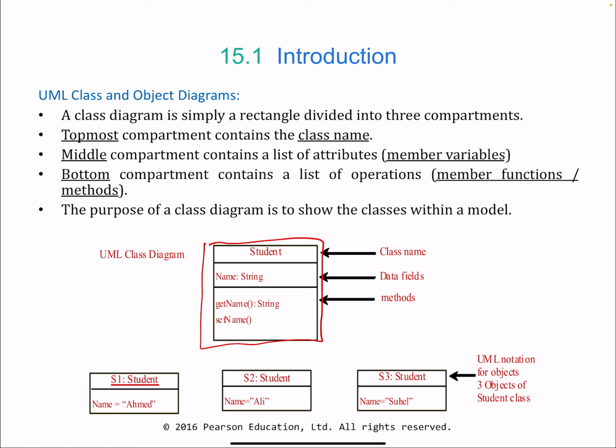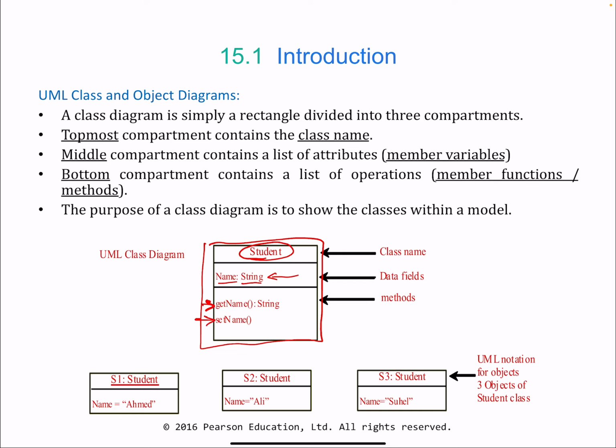The topmost compartment contains the name of the class. In this example over here, the name of the class is student. The middle compartment contains all the data members of that class. In this case, it is a string called name. And then the bottommost compartment contains a list of operations or member functions and methods. In this simple example, we have 2 methods, functions.